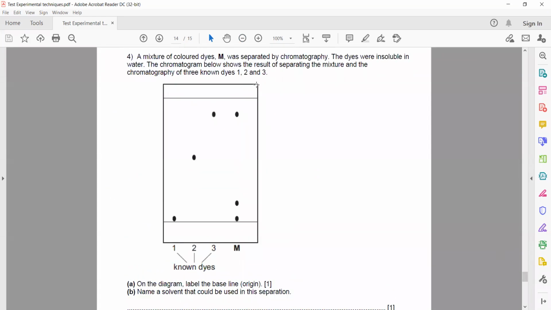A mixture of colored dyes M was separated by chromatography. The colors are insoluble in water. So they give you the answer here. For the first part, it is insoluble in water. On the diagram, label the base or origin. So this is a baseline or origin.